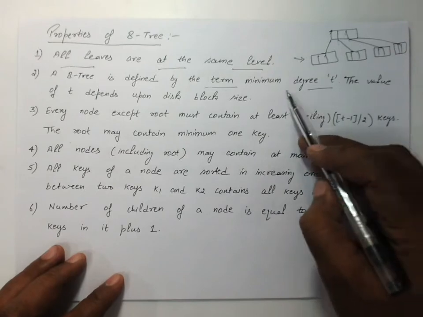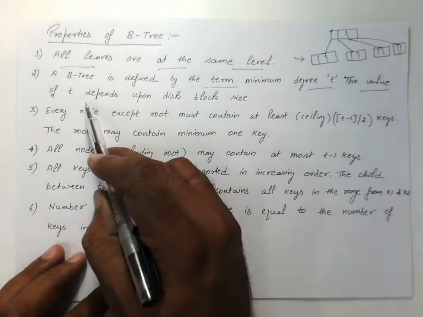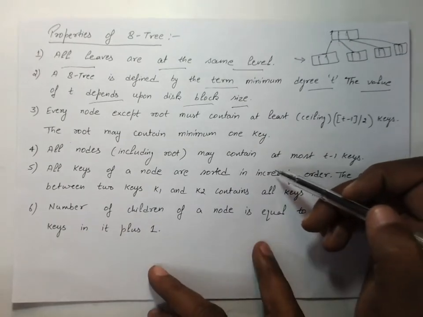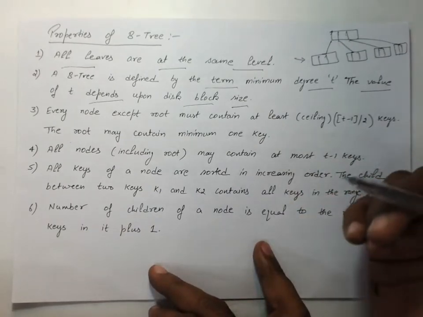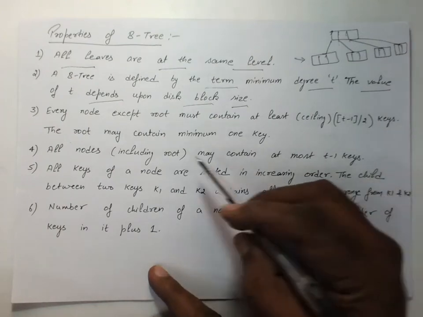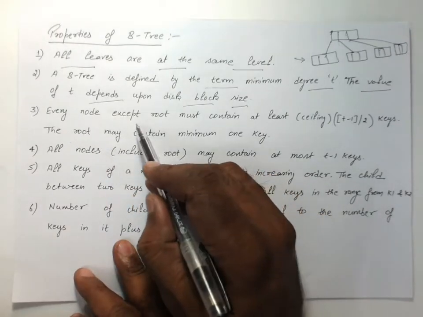Next, a B tree is defined by the term minimum degree T. I am just representing minimum degree as T, and the value of T depends upon the disk block size. So whenever we want to discuss any B tree, it is defined in terms of minimum degree. Clear?